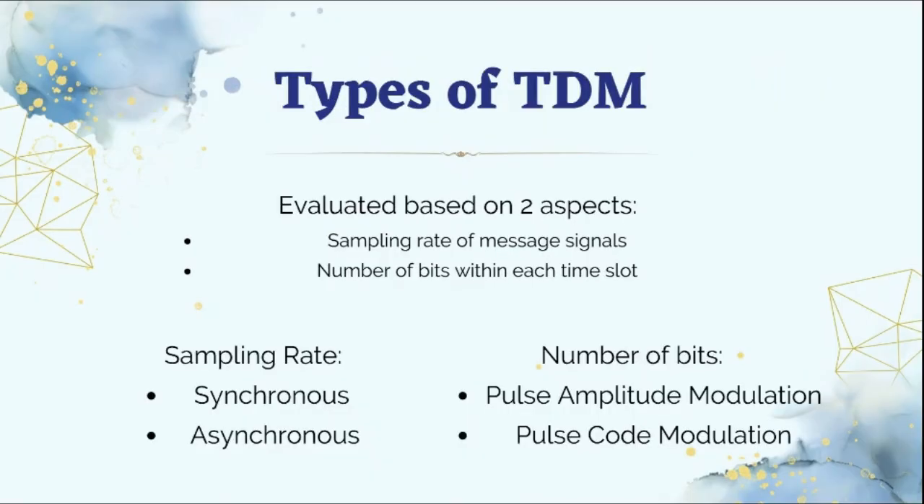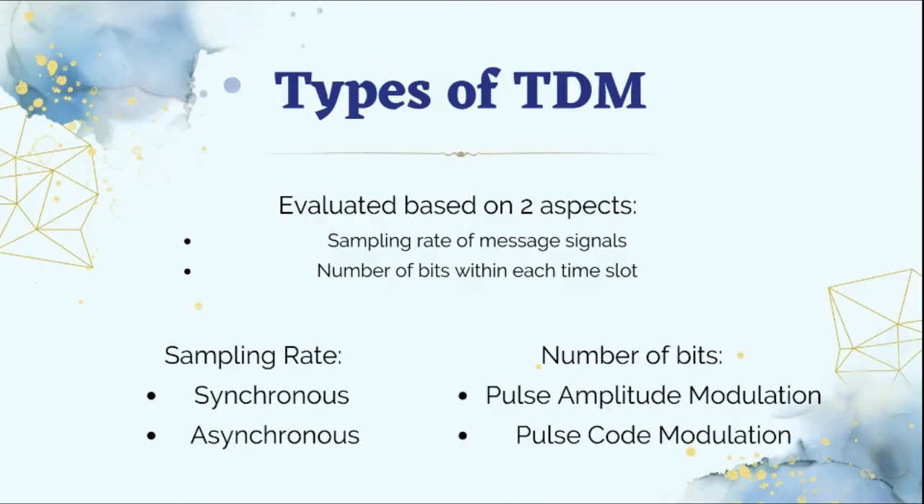Okay. Next, we'll move to the types of TDM. The types of TDM will be evaluated based on 2 aspects: the sampling rate of message signals and the number of bits within each time slot. Sampling rates will bring us synchronous and asynchronous TDM, while number of bits will bring us pulse amplitude modulation and pulse code modulation.